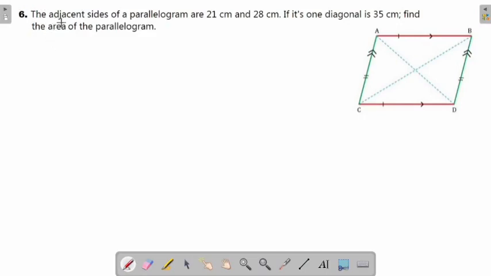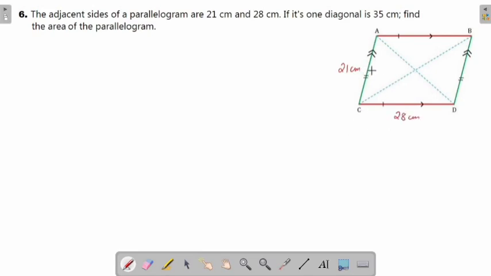The question says the adjacent sides of a parallelogram are 21 centimeter and 28 centimeter. So let us consider this particular parallelogram, and the adjacent sides are given to be 21 centimeter and 28 centimeter. Let me take this side, this is my side AC, to be 21 centimeter, and the adjacent side is given to be 28 centimeter.